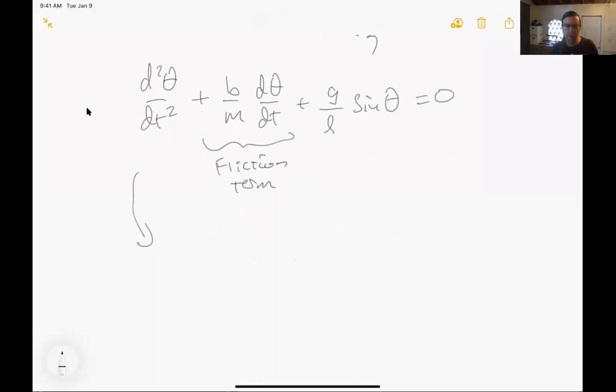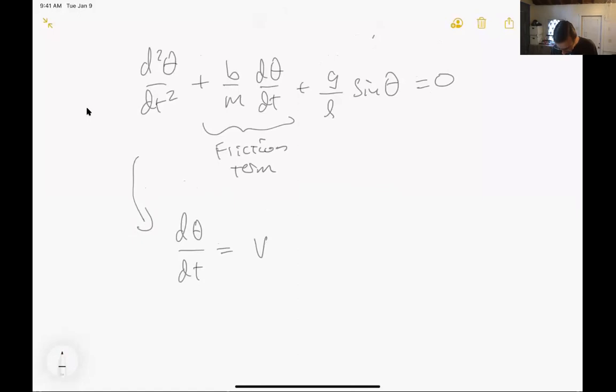Now again, we can convert that second order equation to a first order system by setting d theta dt equal to a new variable, which again we'll just continue to call v. And if we do that, then dv dt takes the place of d squared theta dt squared up at the top, and it ends up with minus b over m v minus g over L sine theta.